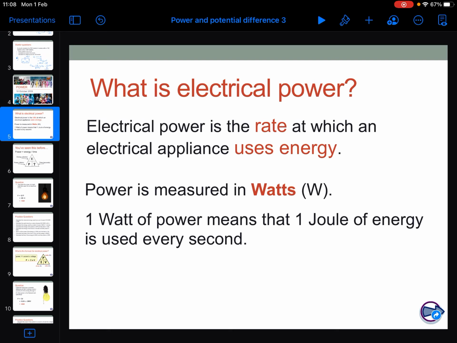The reason I'm saying this is that sometimes questions are a bit tricky. They don't say 50 watts of power, they say 50 joules of energy are used every second, and they expect you to know and recognise the fact that that is power. So that's why I'm flagging it.